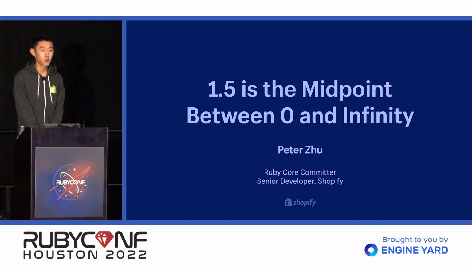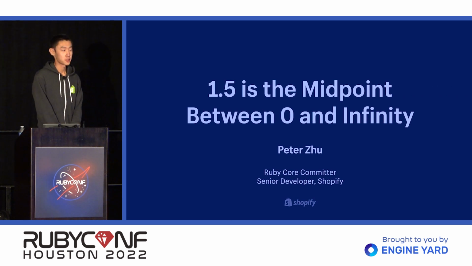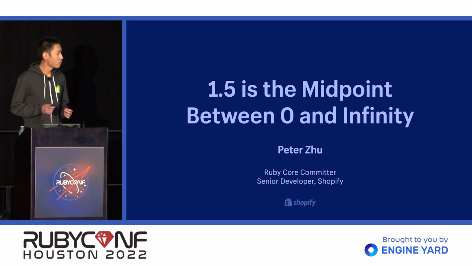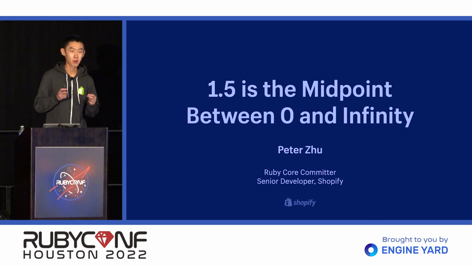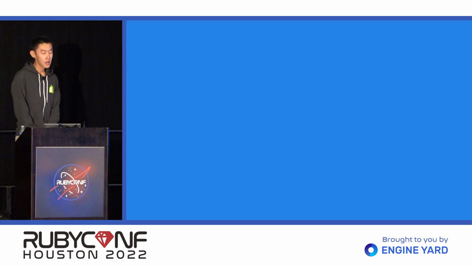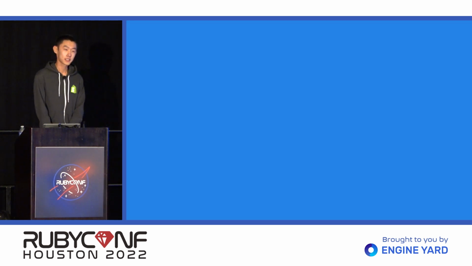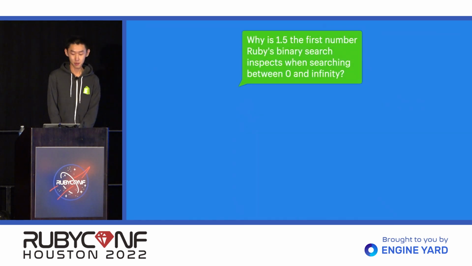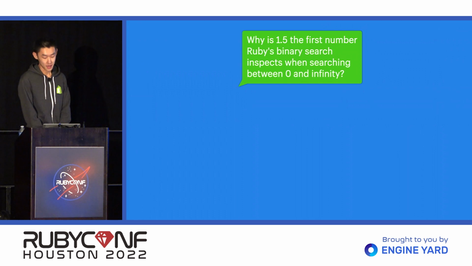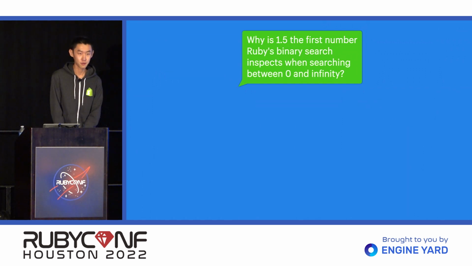Today, I'll be talking about why 1.5 is the midpoint between 0 and infinity. So what do I mean when I say that 1.5 is the midpoint between 0 and infinity? It all started when a coworker asked this question on Slack. Why is 1.5 the first number Ruby's binary search inspects when searching between 0 and infinity?